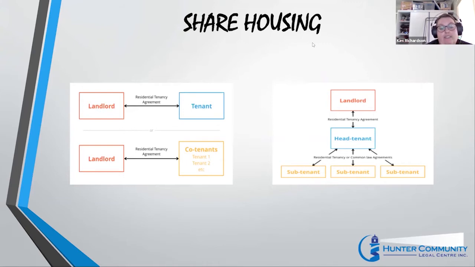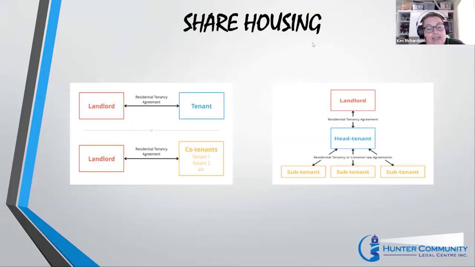And the subtenant, so you're sharing with a tenant who has sublet part of the premises to you under a separate agreement. And you have the rights and obligations of a tenant in relation to the head tenant. And so they're your landlord.